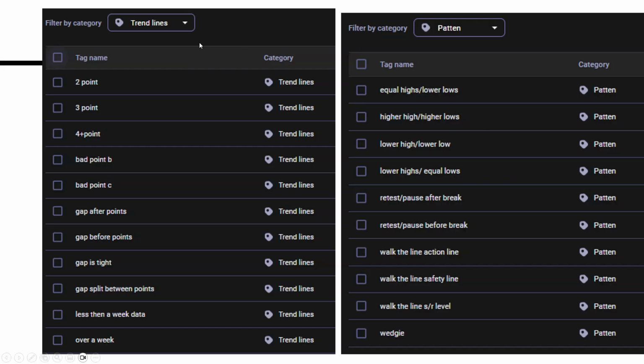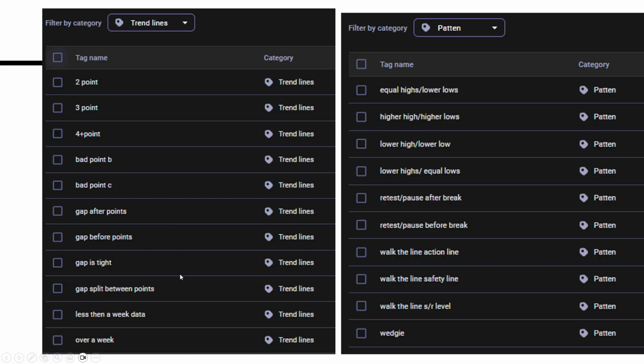So a couple tag categories. I like to tag the trend line. I kind of want to know some ideals about the trend line. I took a 2-point touch break. I took a 3-point trend line. Maybe it was 4+ points. I think after 4 touch points, I don't really need to get that nitty gritty, but you might want to. My point B was bad, or my point C wasn't really good, so it was bad. I had gaps after points.